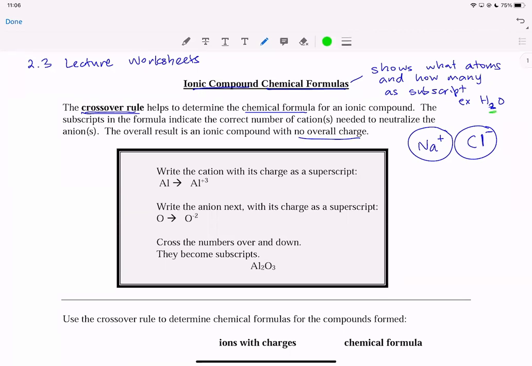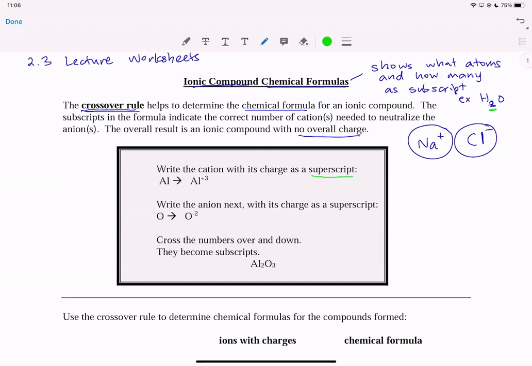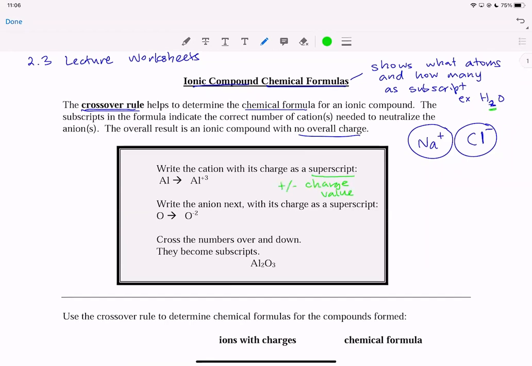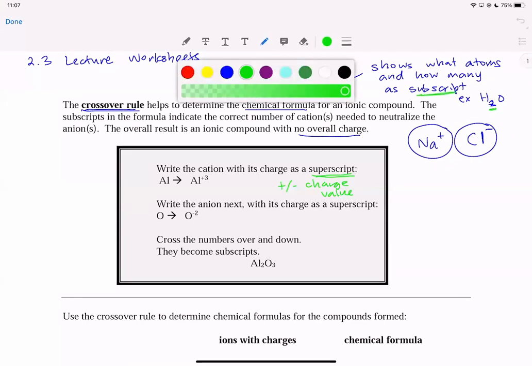Now this is different from these, which are superscripts. So the superscript is written as a charge value with a plus or minus. So it's a plus or minus charge value. That's a superscript. And so the idea that a subscript is a small lowered number compared to a superscript that is a small raised number. And so the chemical formula only shows subscripts compared to the ions that only show superscripts.